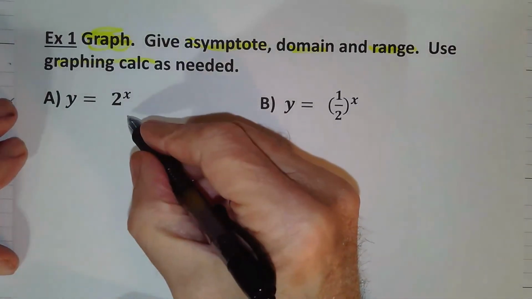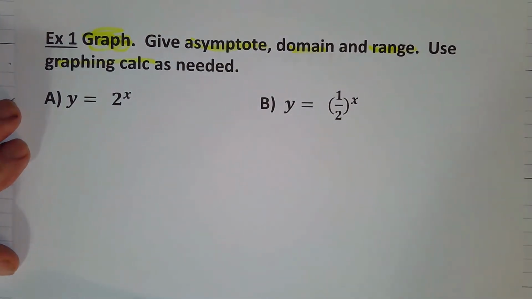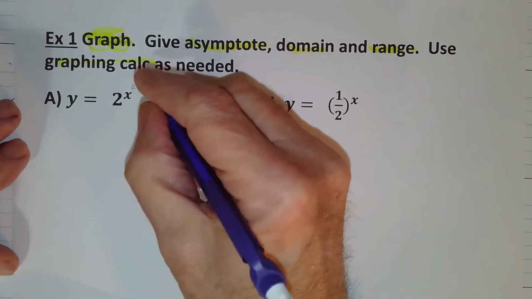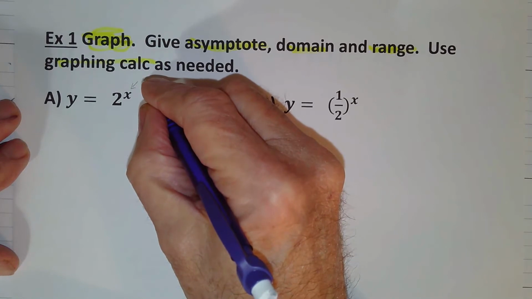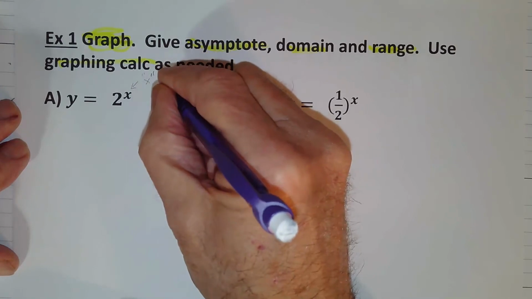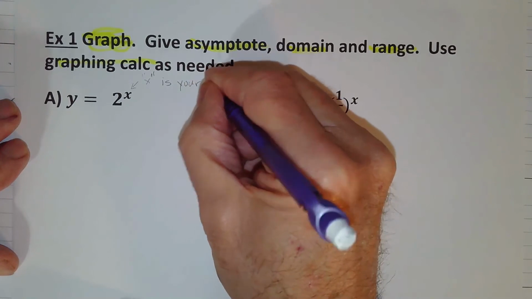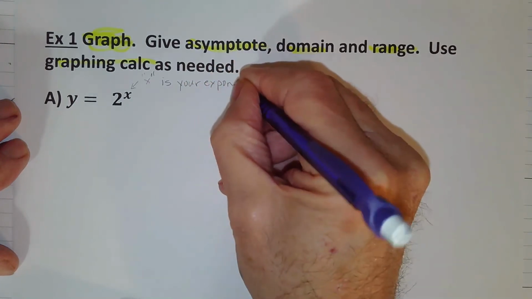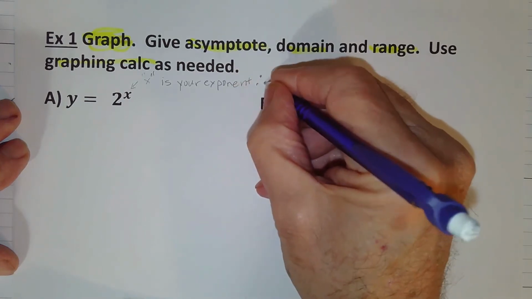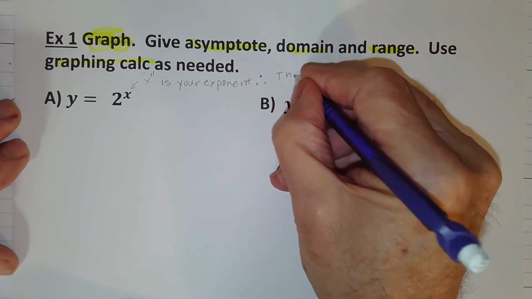Okay? All right. So this is a typical exponential function. And if you'll note, the x here is actually your exponent. Whatever the value for x is. And so because of that, therefore, this is an exponential function.